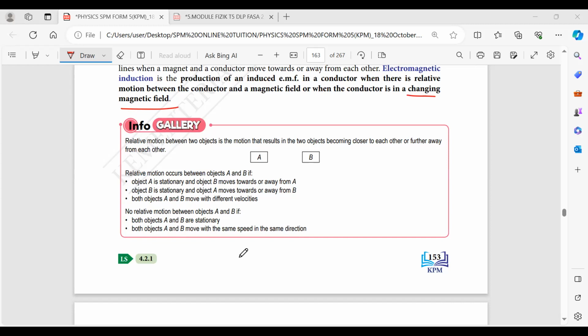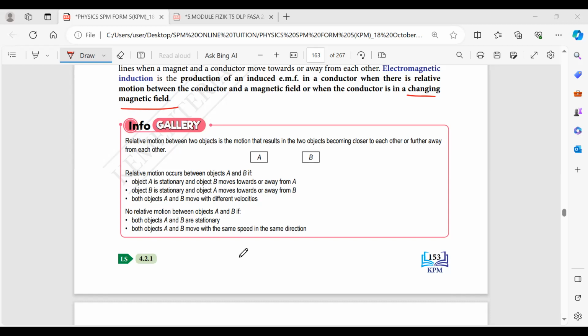So what does it say in the info gallery here? Relative motion between two objects is a motion that results in the objects becoming closer to each other or further away from each other, A and B. So relative motion occurs between object A and B if, in order to have a relative movement, either A moves and B is stationary, or B moves and A is stationary, or both A and B move.